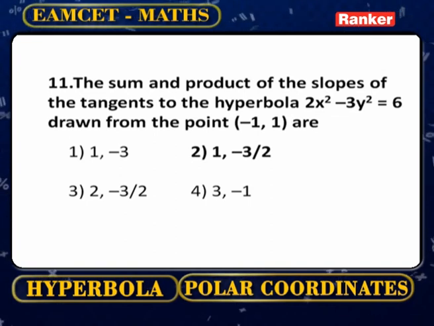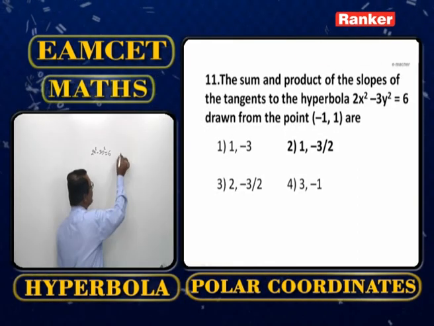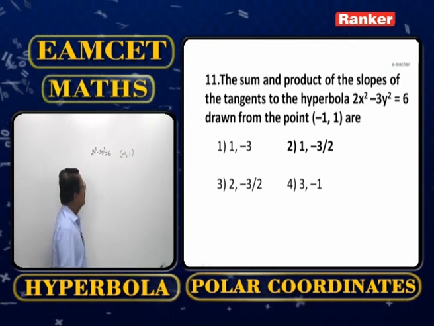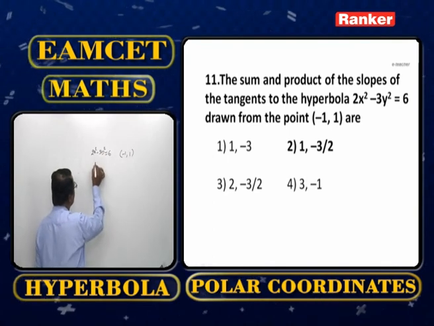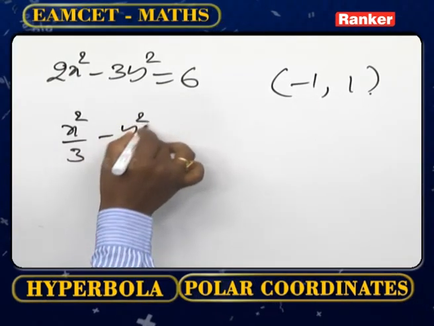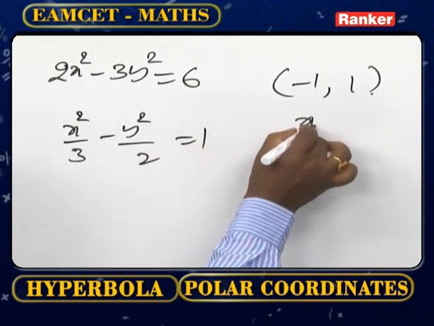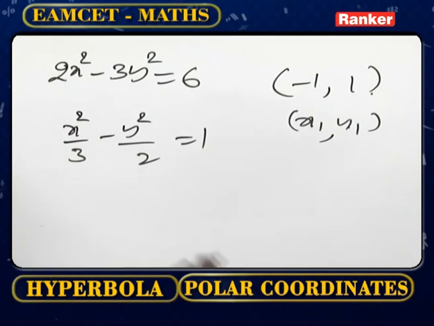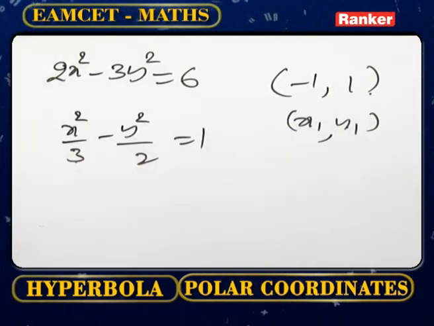The sum and product of slopes of the tangents to the hyperbola 2x square minus 3y square equals 6, drawn from the point minus 1 comma 1. Now the given hyperbola is x square by 3 minus y square by 2 equals 1. The given point, consider x1, y1 equals minus 1 comma 1. A square equals 3, b square equals 2.